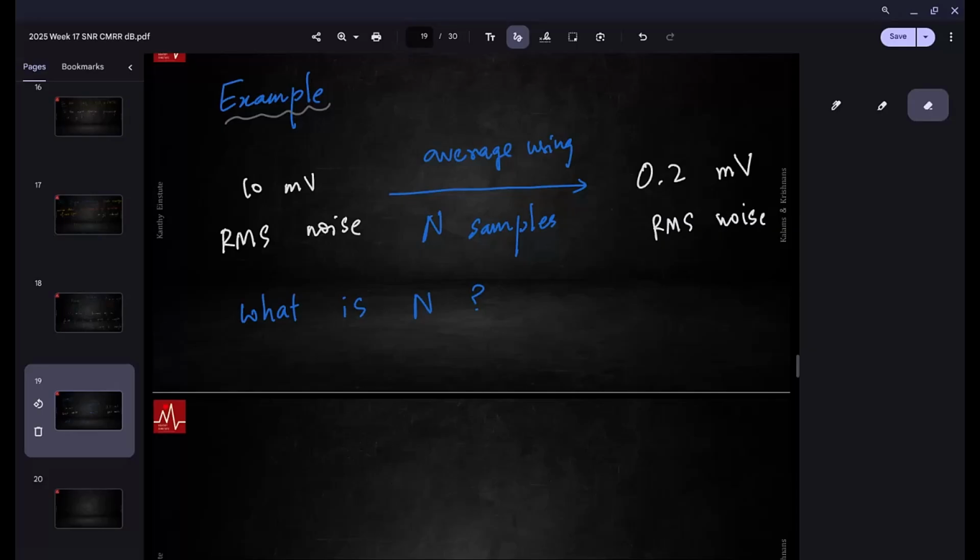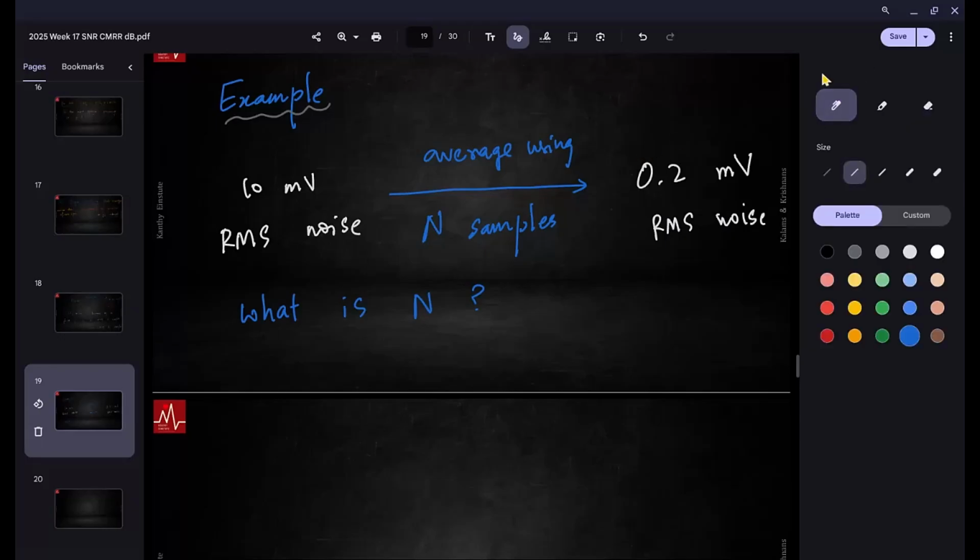Root n is 50. So what is n? What is the number of samples? Number of samples is 2500. So n equals root n squared.